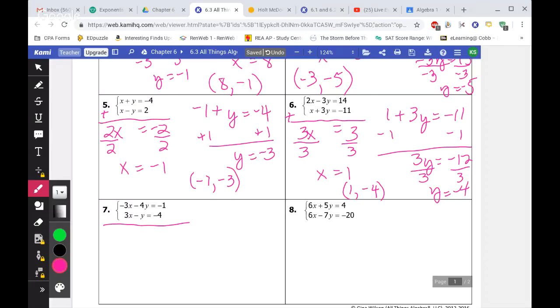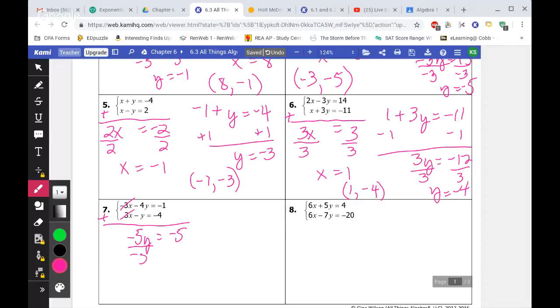Okay, if the signs are opposite, how are we going to combine the two equations? Are we going to add them or subtract them? Add them. Good job. Y'all are getting this. Okay, good teamwork. So negative 3x plus 3x cancels those out. Then negative 4y minus 1y gives me negative 5y equals negative 1 plus a negative 4, which is negative 5.